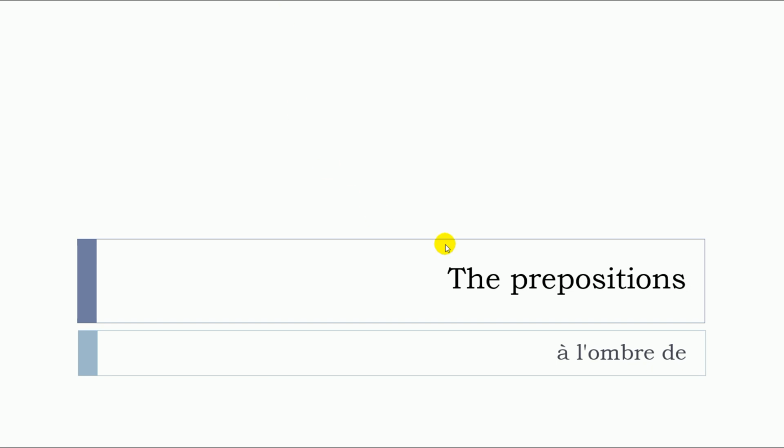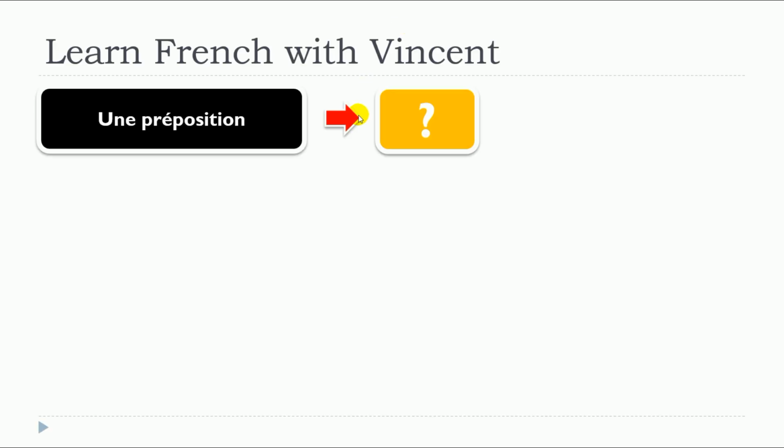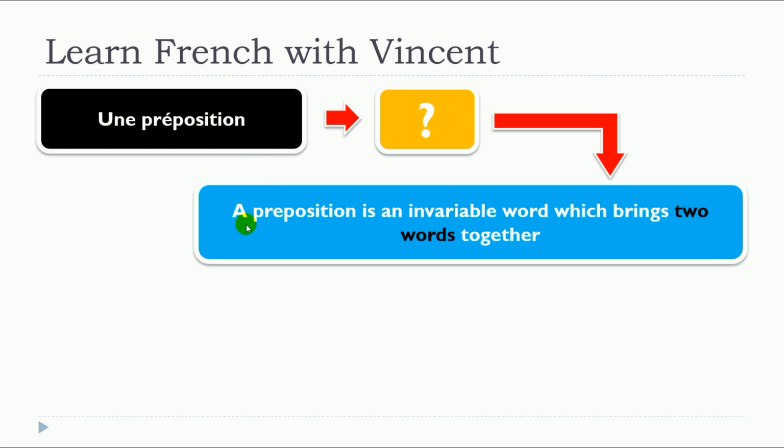In this lesson, we will see together the prepositions, but more precisely, à l'ombre de. So, of course, the first thing that we need to see together is what is une préposition? Well, a preposition is an invariable word which brings two words together.